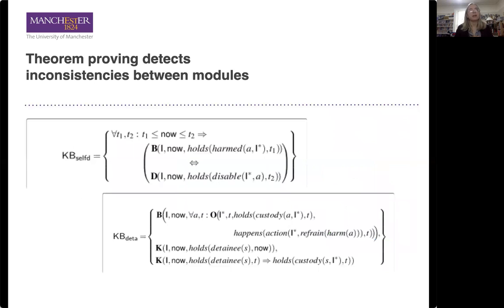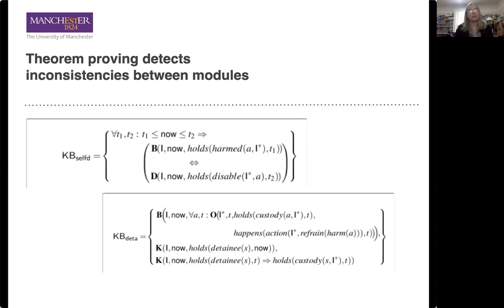And there's a bit of the encoding here just to show what it looks like. So this is the self-defense rule, and B means belief, and D means desire. So if you believe that this person has harmed you, then you now desire that you've disabled them.